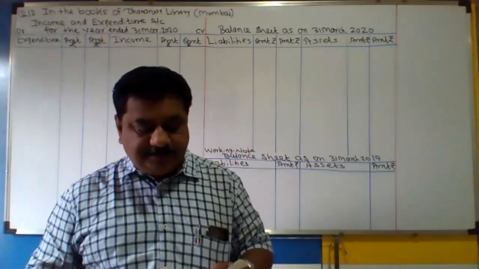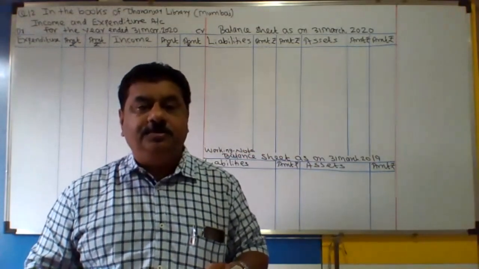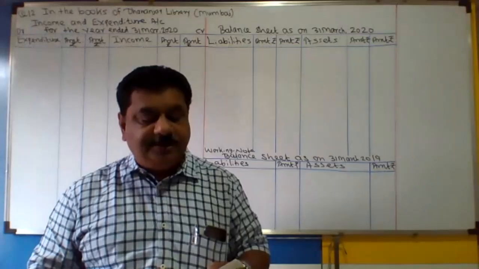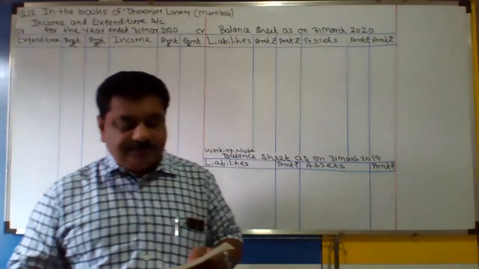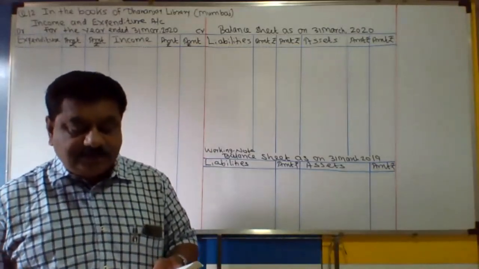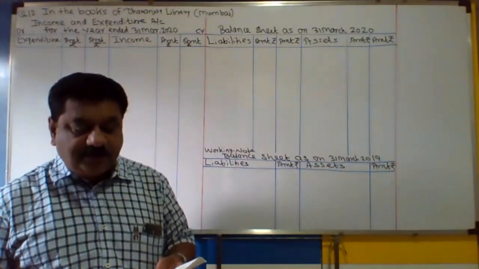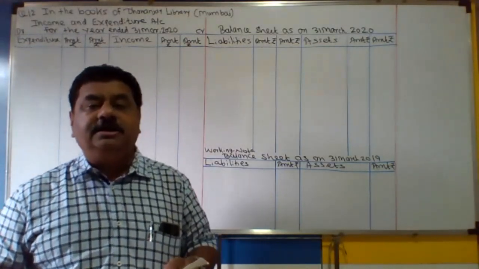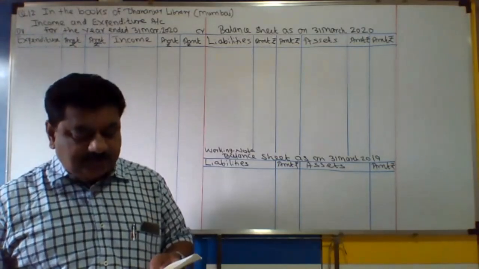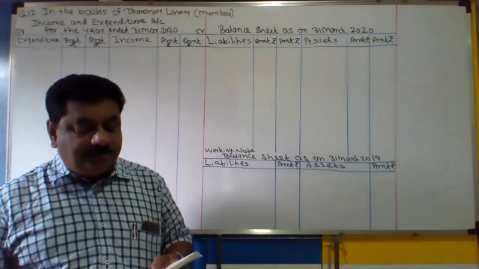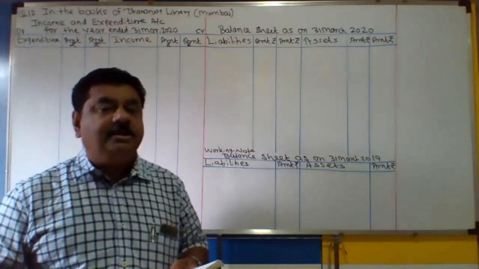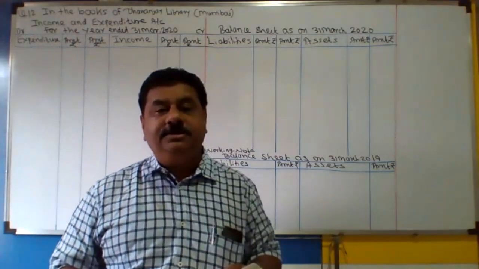Then subscription received in advance amounted to 500 rupees. Now tick mark subscription on the receipt side. Outstanding salaries are 1,300. Rent is 950. Tick mark salaries and rent on the payment side. 50% of admission fees should be capitalized. Tick mark admission fees.